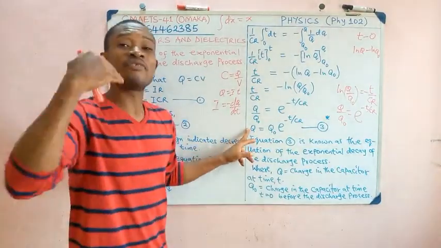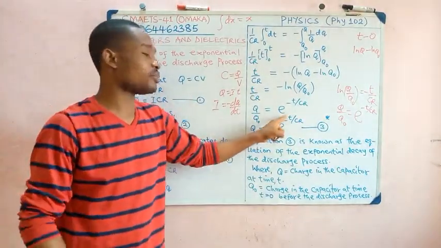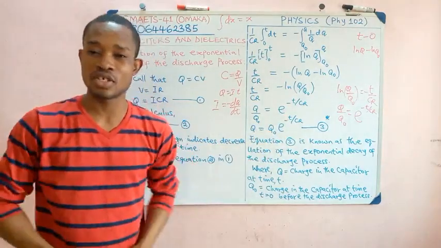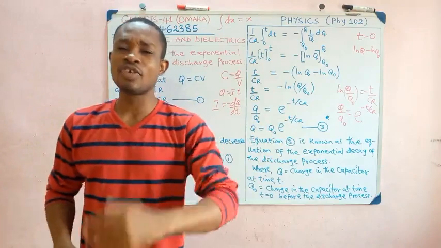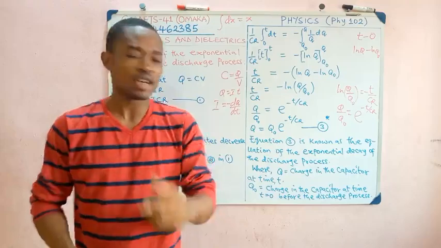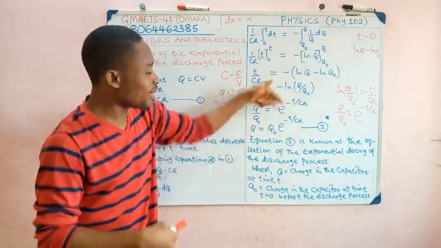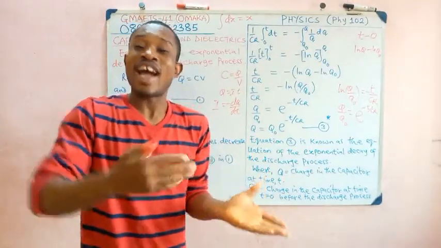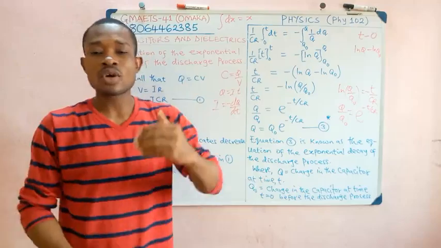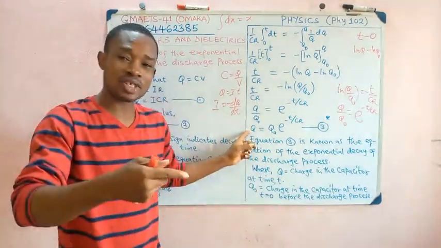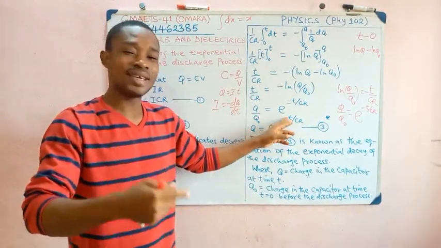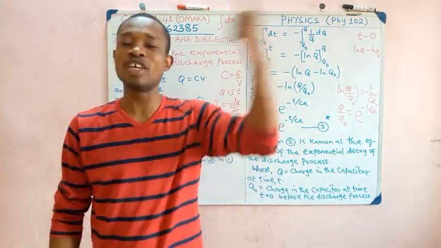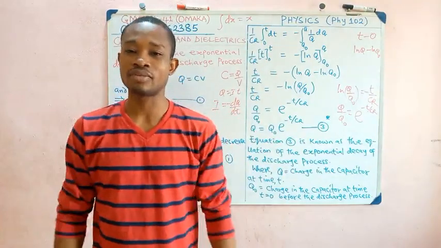This Q is the final charge at any given time t, while this Q naught is the initial charge before the discharge process. In the next video, we're going to look at the half-life. What charge will be left when this t is the half-life time. And then we're also going to look at what charge will be left when this t approaches a certain value where you will get 37% of the initial charge left.